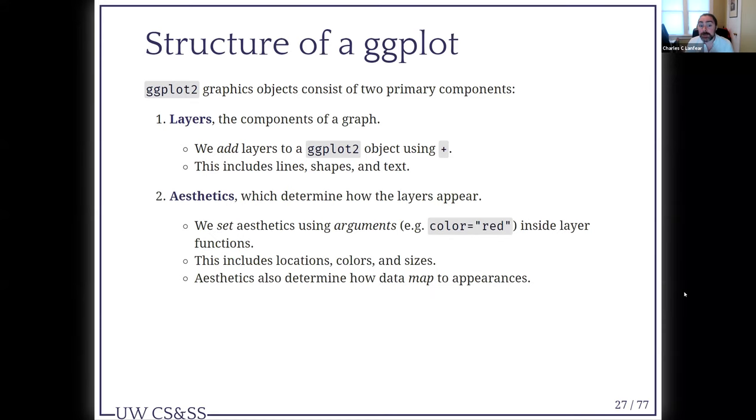There are also aesthetics. Aesthetics are what determine how those layers look or how they appear. So with layers, we add them to a plot. With aesthetics, we set them using arguments.